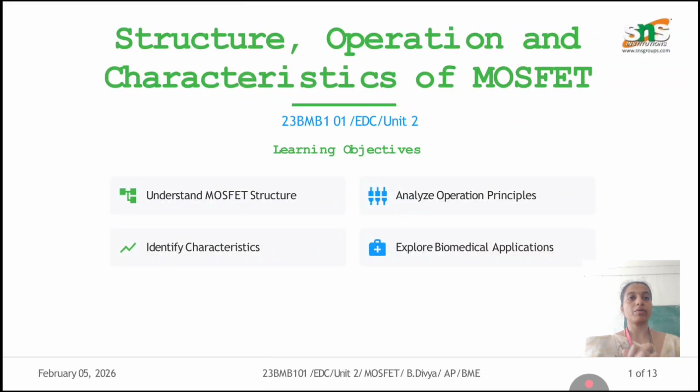In this video, we are going to see the structure, operation and characteristics of MOSFET. What is MOSFET? It is a metal oxide semiconductor field effect transistor. It is a type of transistor where the metal oxide semiconductor. We are going to see the understanding of MOSFET structure, how we are going to analyze the operation principles, identify the characteristics and explore the biomedical applications in this.